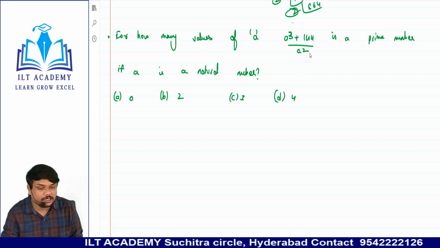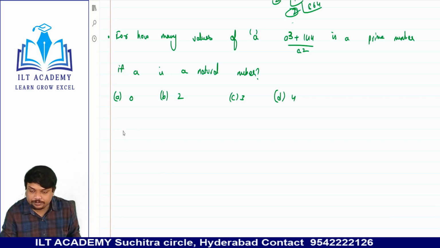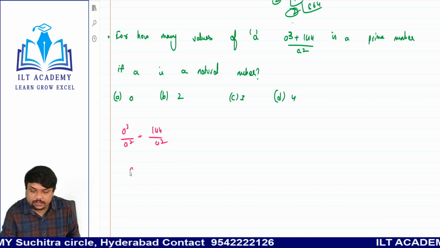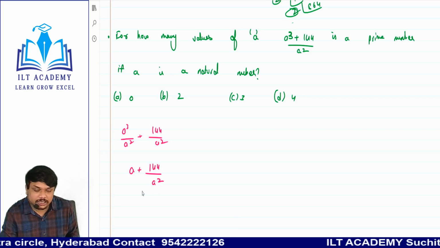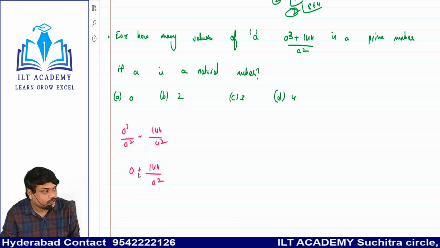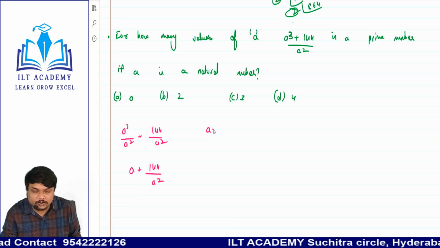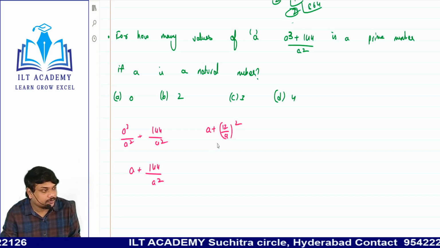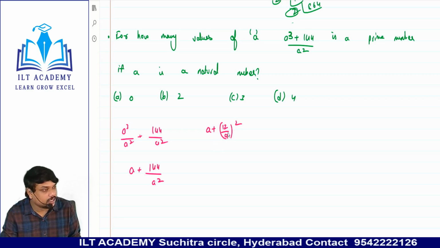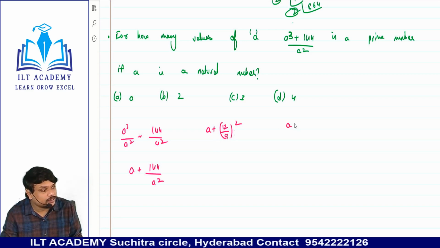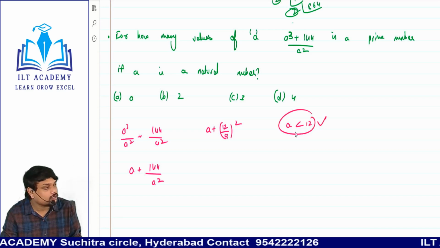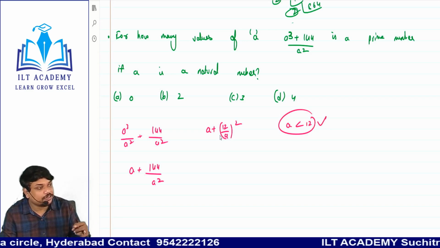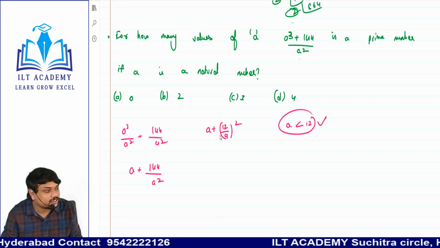Now A cube plus 144 by A square, इसको क्या कर सकते हैं आप? हाँ, थोड़ा सिंप्लीफिकेशन हो जाता है ये. This is nothing but A plus 144 by A square. Clear? Got it? And not only this, now I can write this as A plus 12 by A whole square. Now A should be what? Less than 12. 12 by 12 is 1. 12 by 13, 12 by 14, it will not be what? Natural number नहीं हो सकता ना.